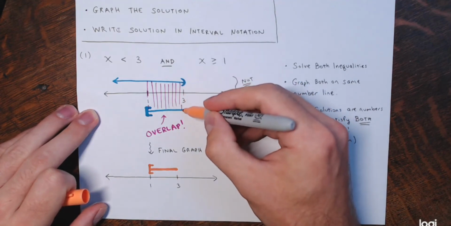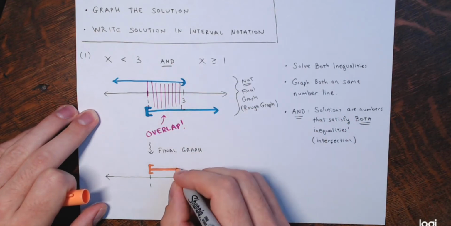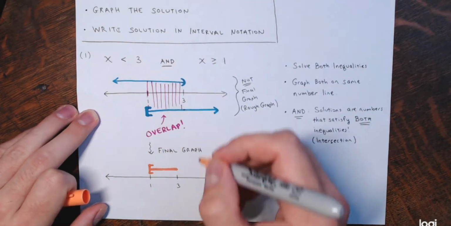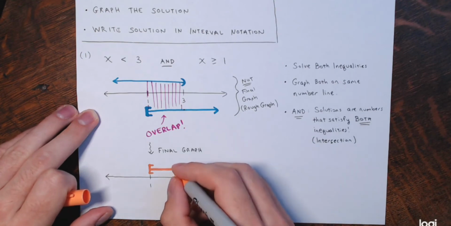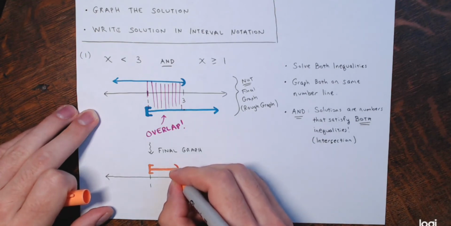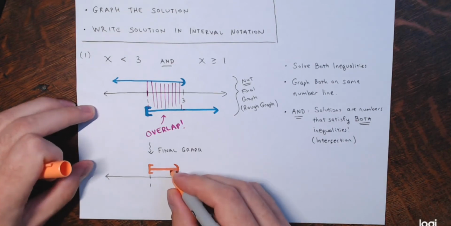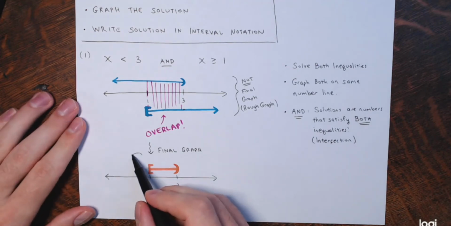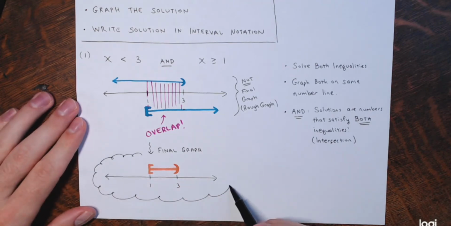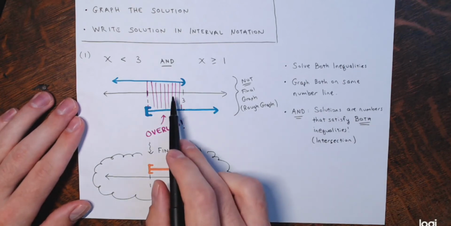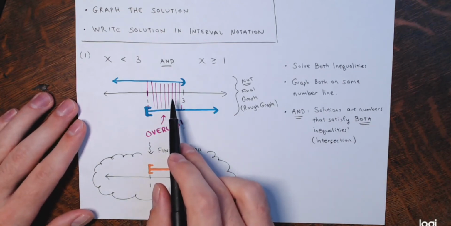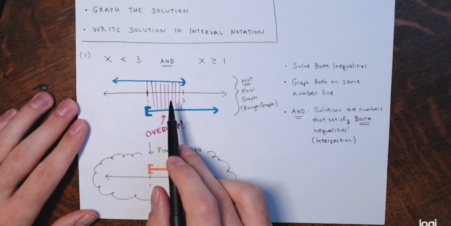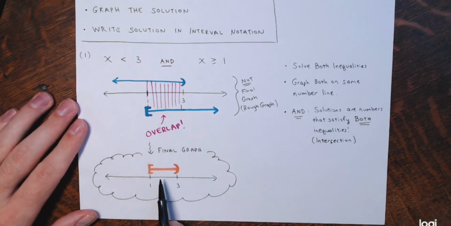And then 3 is not on both graphs, right? 3 is included in the second graph, but not the first one. So it's not a solution to the compound inequality, this and inequality. And if a number is not a solution, you indicate that with a parenthesis, right, or an open point. So here's the final graph. All right, not this one. This one would not be accepted by any professor, any instructor. It shouldn't be. This one will be accepted.